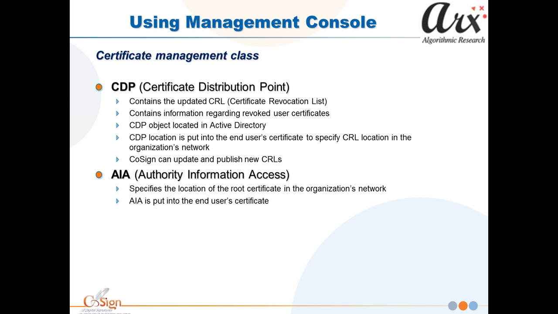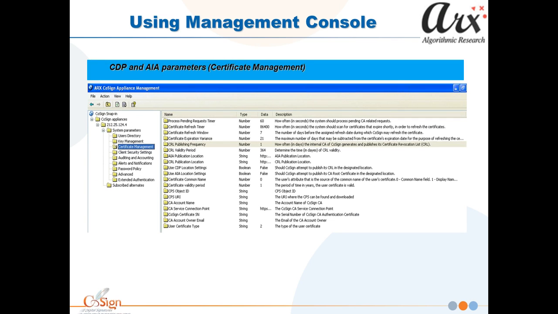These locations are actually set during the initial installation, but you can check them or move them from the appliance management window. And so here we are. You can see that we've now selected the certificate management tab here. And we've highlighted the CRL publishing frequency. So how often are we going to publish a new certificate revocation list, and it's set here for 1 day. Okay. You can also see on this screen the location. So you can see AIA publication location as well as CRL publication location are both listed here.